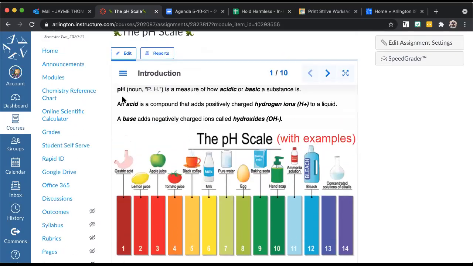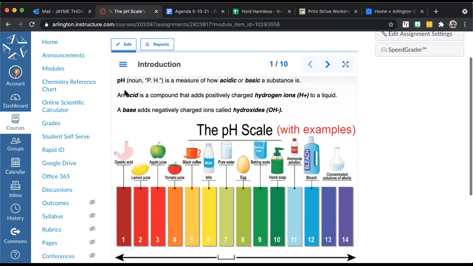So pH is a symbol. It actually stands for the power of hydrogen, because when we're talking about acids, we're talking about the number of hydrogen ions, because all acids have hydrogen ions. And so pH is the measure of how acidic or basic something is.